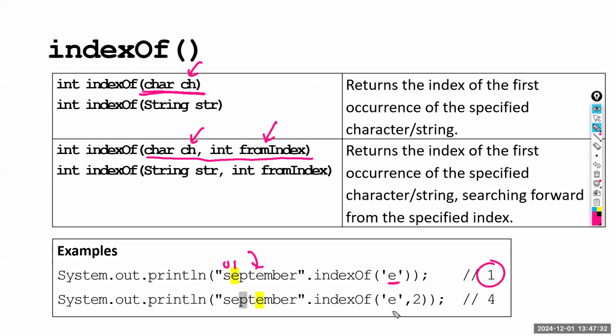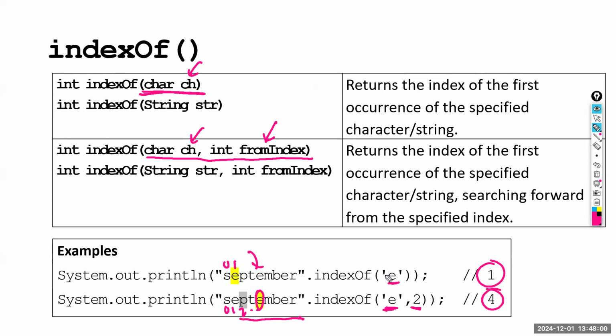So here I'm saying, where is the first occurrence of character E, but check from second index onward. Second index means 0, 1, 2. It will start checking from 2 onwards. Therefore, this E will not be considered. And then 3, 4, the E is found in the 4th index. So therefore, output is 4. Right?